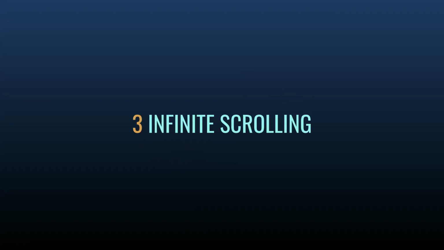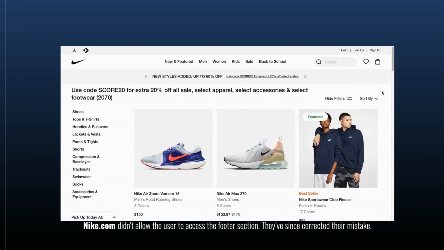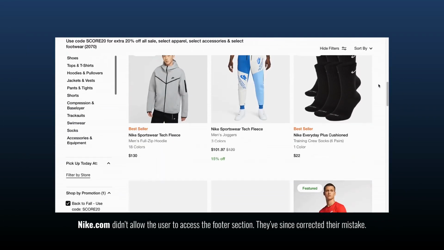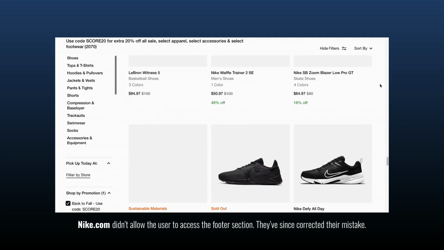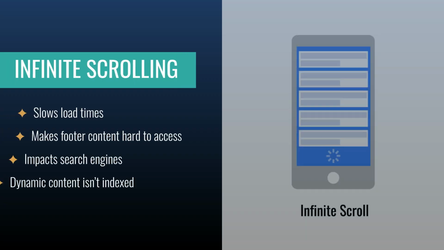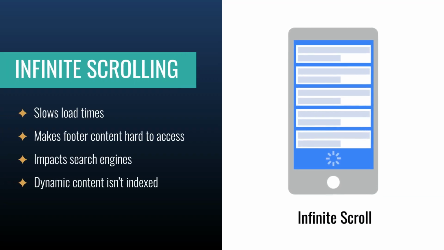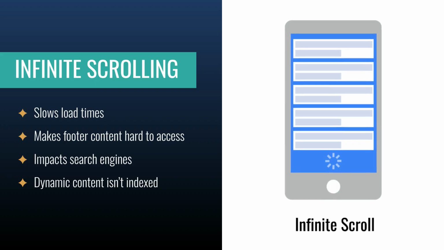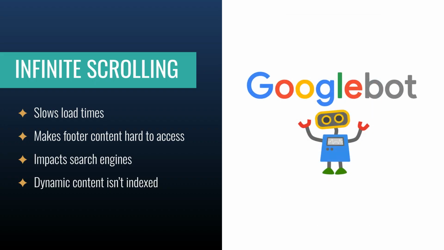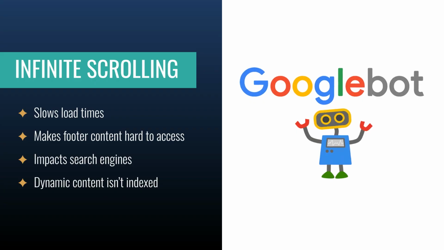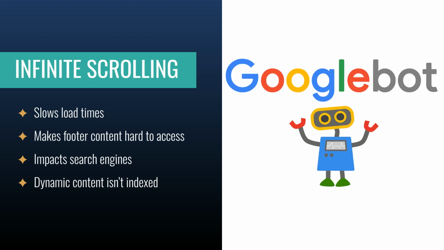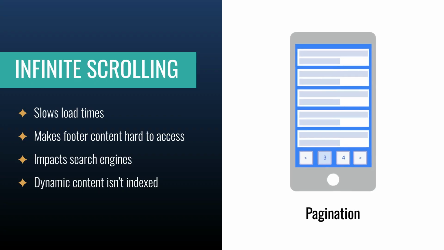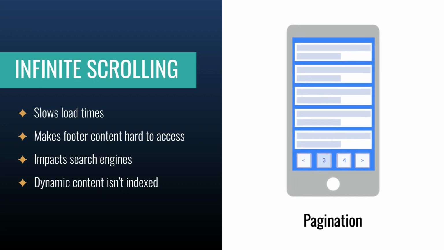Number 3. Infinite scrolling. Infinite scrolling is a design strategy to keep visitors engaged. Whenever a user reaches the bottom of the page, new content loads automatically. While infinite scroll may seem captivating, it harms your website by slowing load times and making footer content hard to access. This negatively affects the user's experience. Infinite scrolling also impacts search engines. The Google bot can only crawl a web page when it is first loaded. It can't capture dynamic content that appears as you scroll, so new content gets missed. Avoid infinite scrolling. Instead, use pagination that lets users click to navigate to the next page of items.